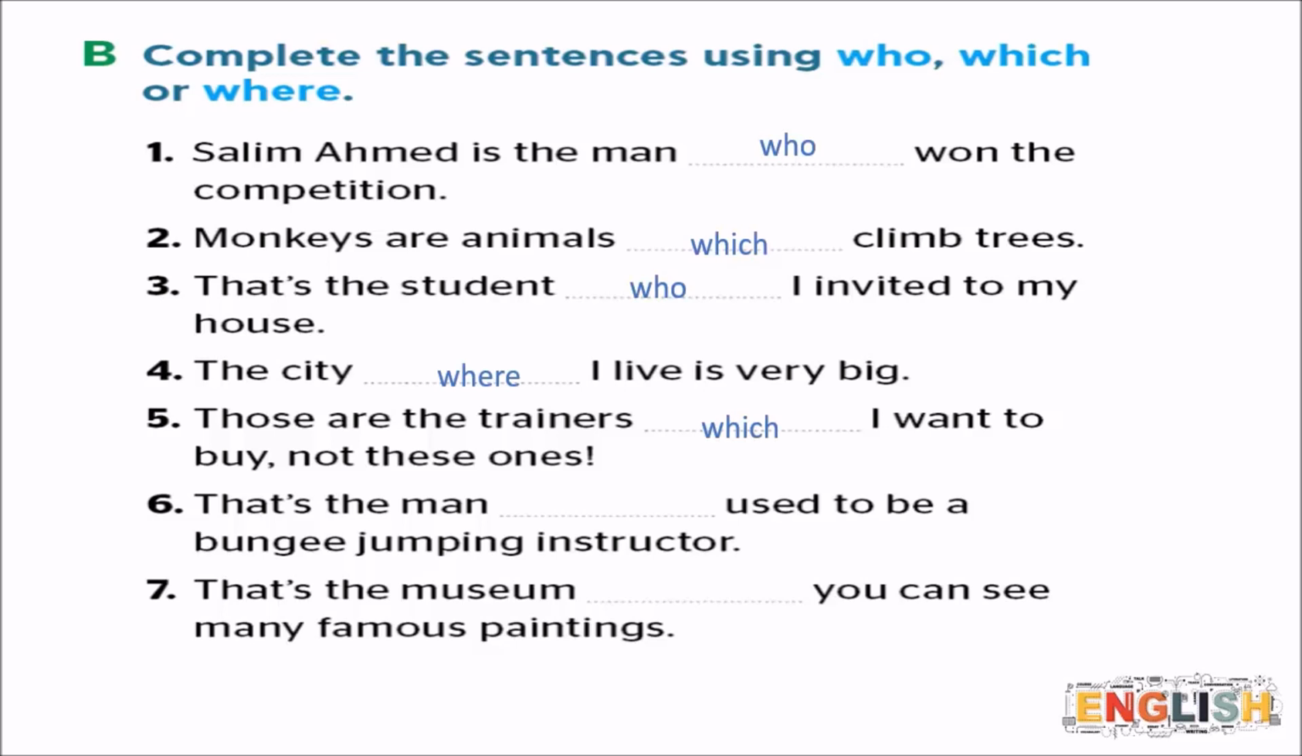Sentence 6, that's the man blank used to be a bungee jumping instructor. Here we're talking about a person. So we need the relative pronoun who. That's the man who used to be a bungee jumping instructor. Last sentence, that's the museum blank you can see many famous paintings. Here guys we talk about a museum, which is a place. So we need to use the relative adverb where. That's the museum where you can see many famous paintings. Does it make sense, guys?